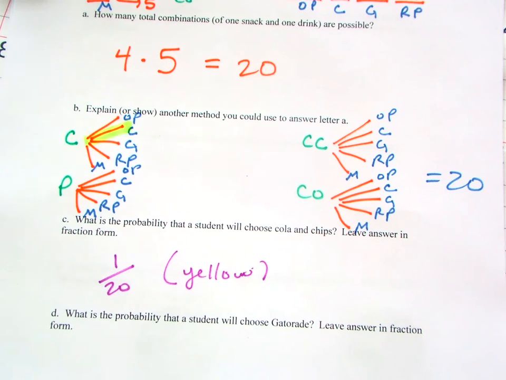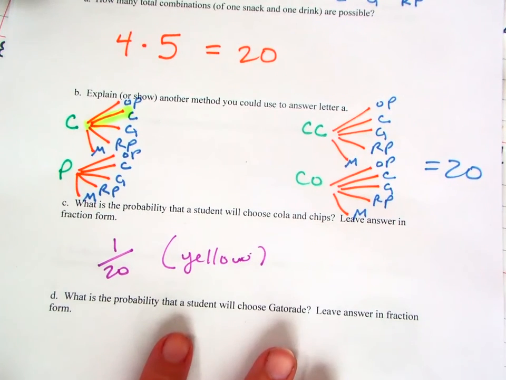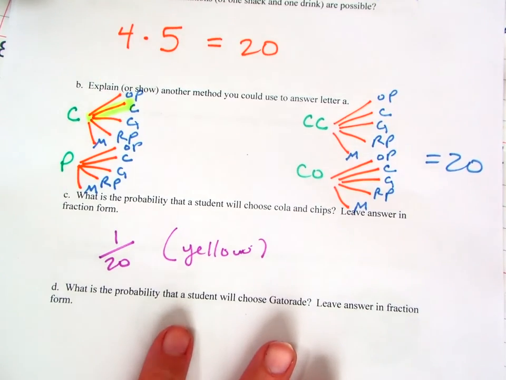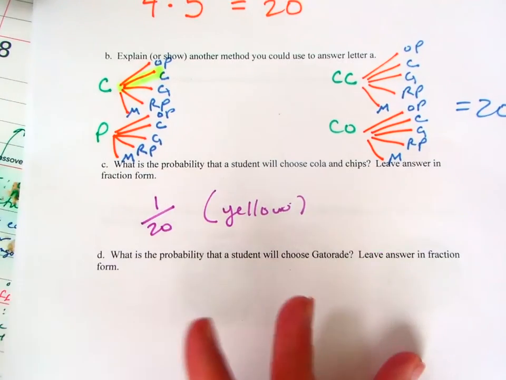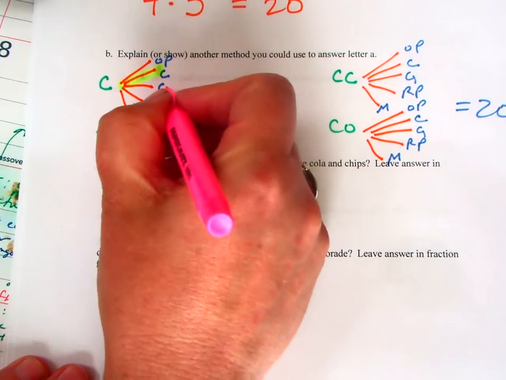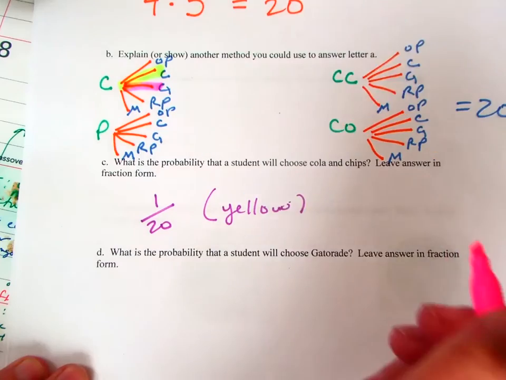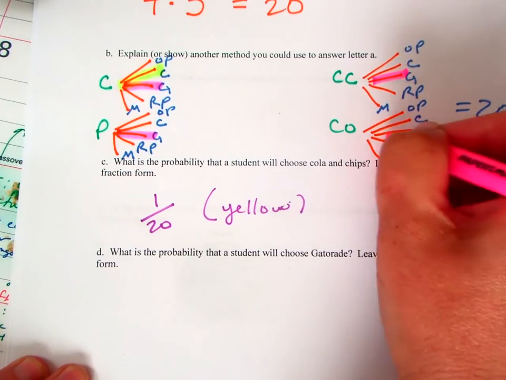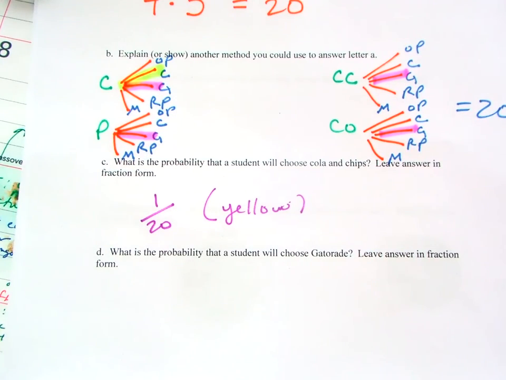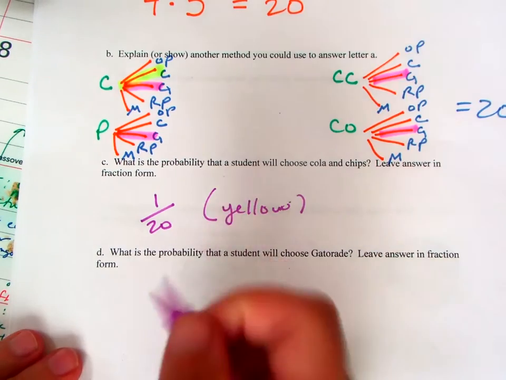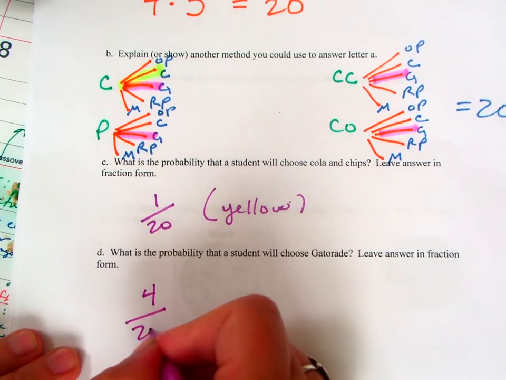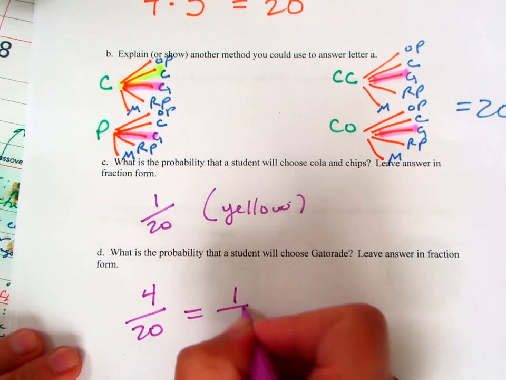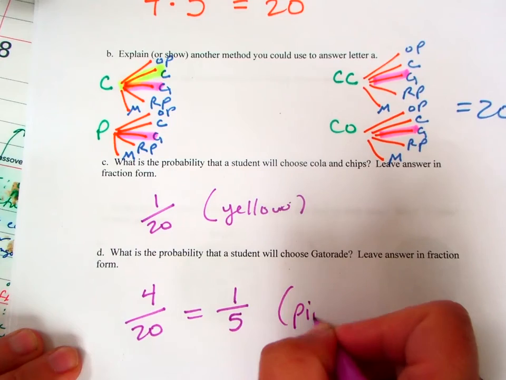So now I'm going to do this next one. Probability a student will choose Gatorade. I'm going to do that in pink to make it obvious I'm looking at different things. Gatorade is here with a G. So right there, right there, right there, and right there. And this one is 4 out of 20, or 1 in 5. And it shows up above in pink.